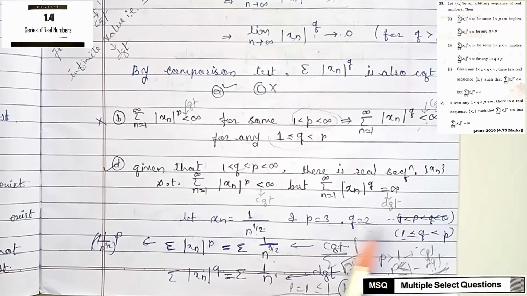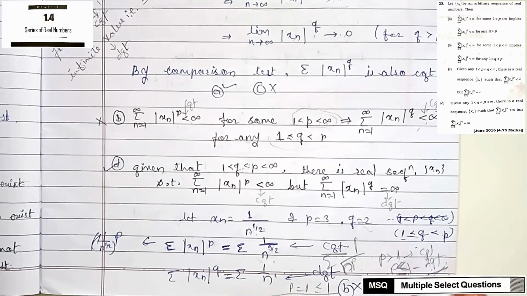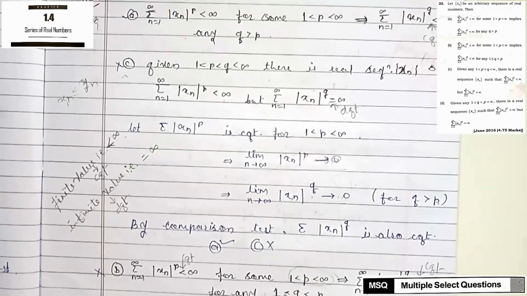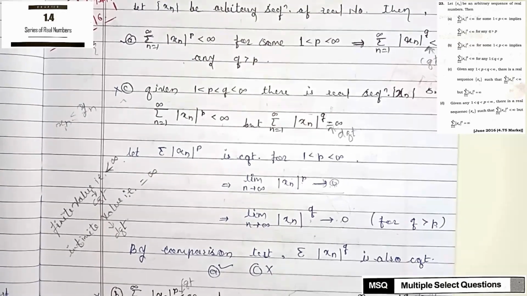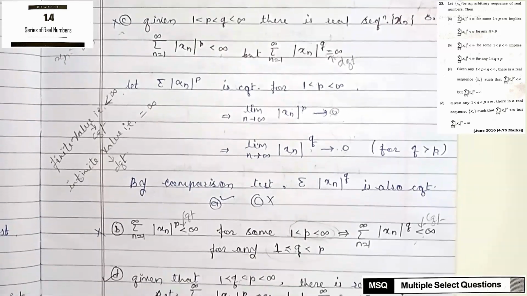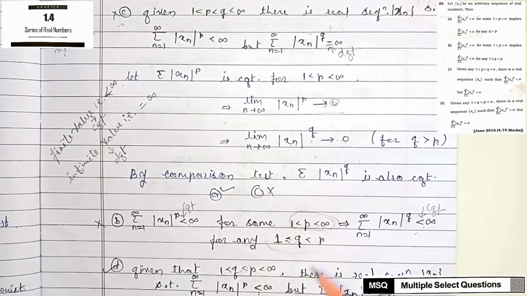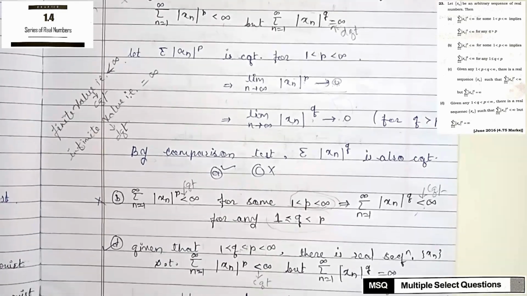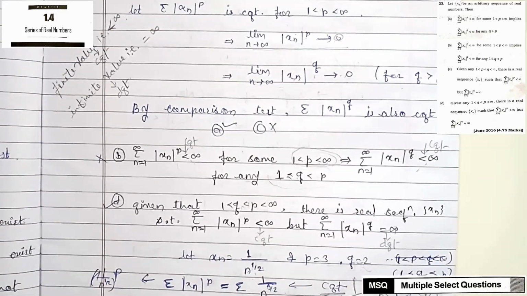For your better understanding, you may check all my solutions with the options. So here is the question. After that, option A is correct, option C is wrong, with the explanation over here. Option B is wrong, option D is correct by using the p-test.